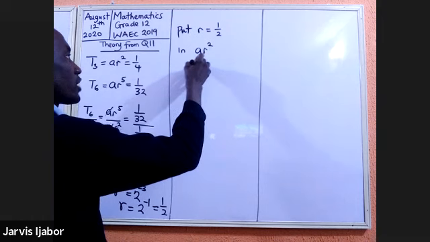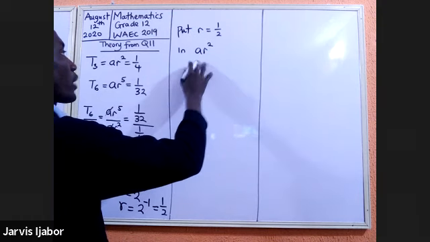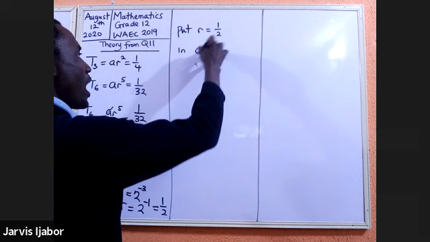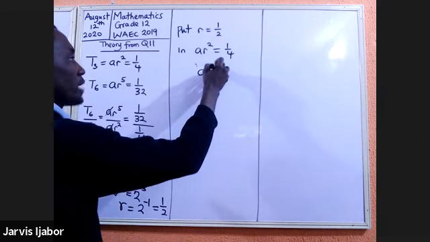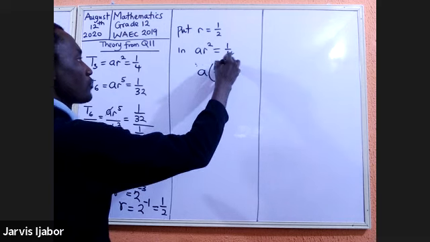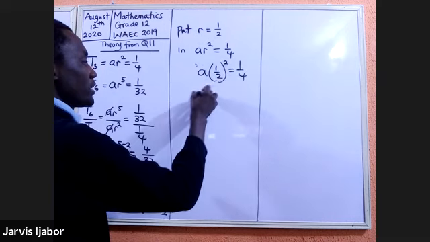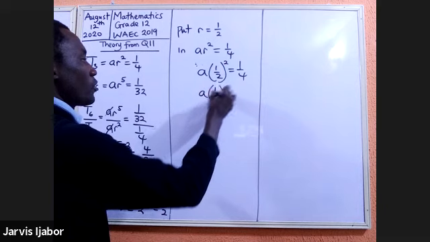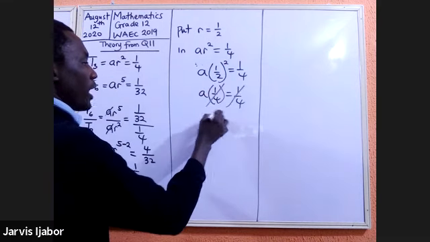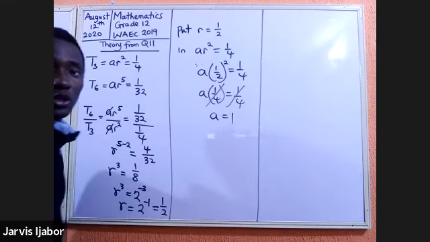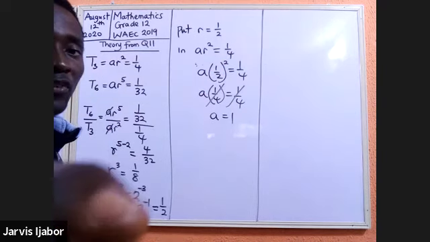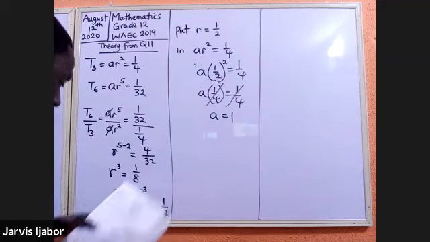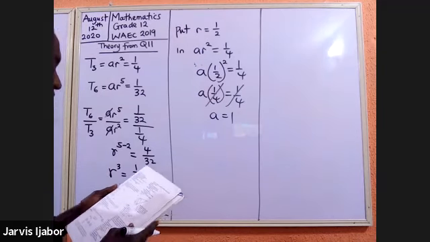So that will give me AR raised to the power of 2 equal to 1/4. R is 1/2, so A times 1/2 all to the power of 2 is equal to 1/4, meaning that A times 1/4 will be equal to 1/4, and A will be equal to 1. So the first term will be 1.